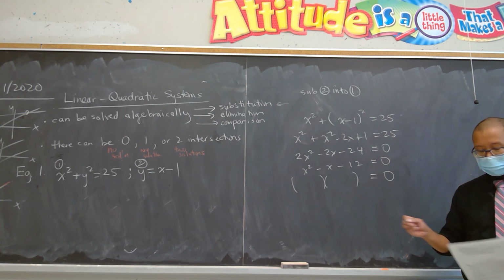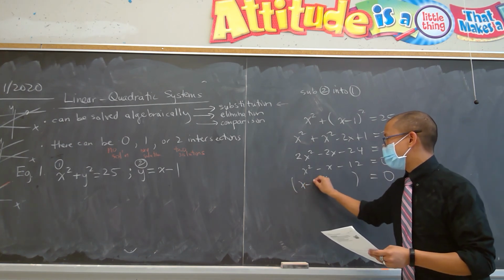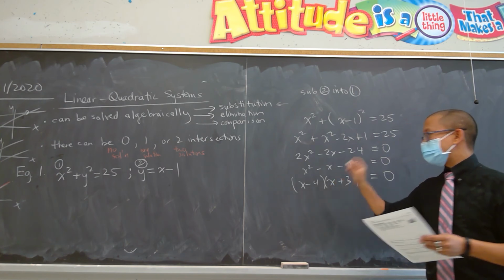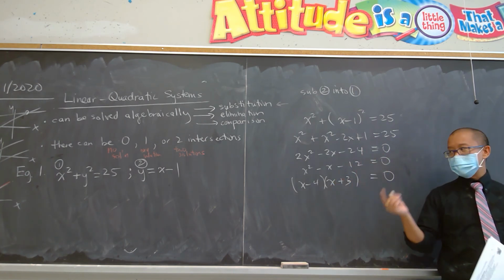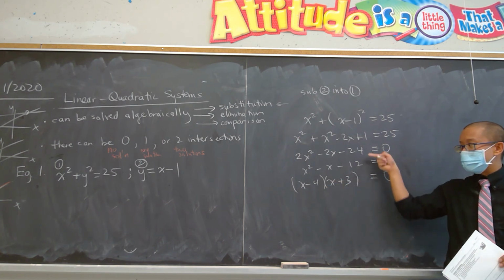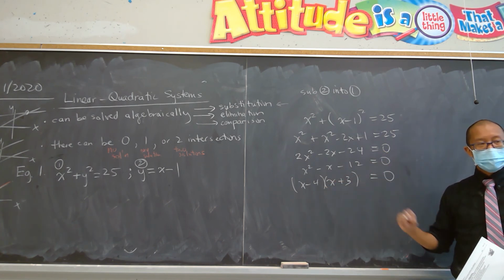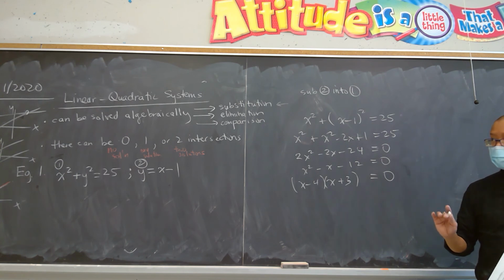Miriam? X minus 4, x plus 3. Let's just pause here for a second. She's done it really well, nicely done. If you're not too sure how she got it, you can always double check by expanding to get the above line.